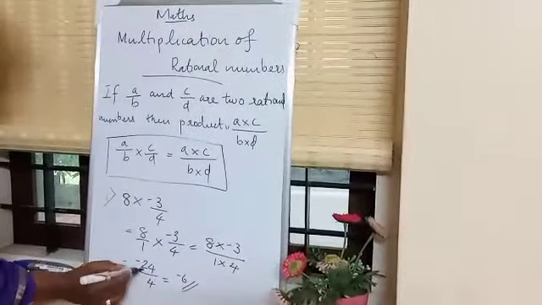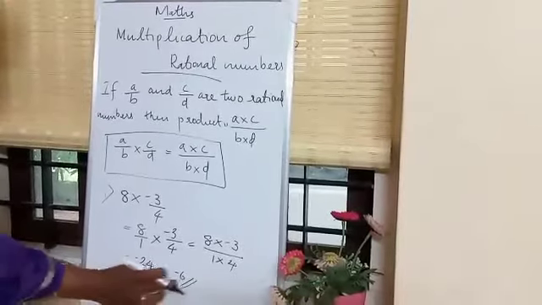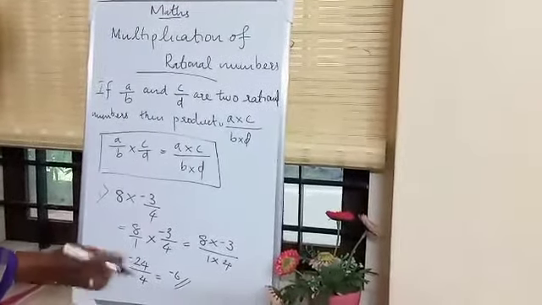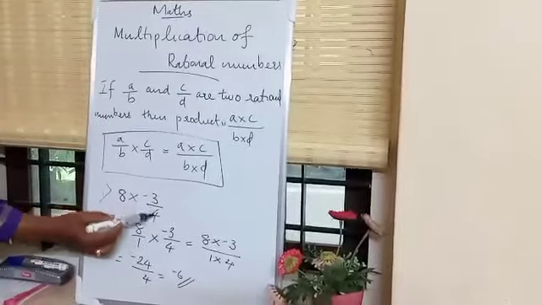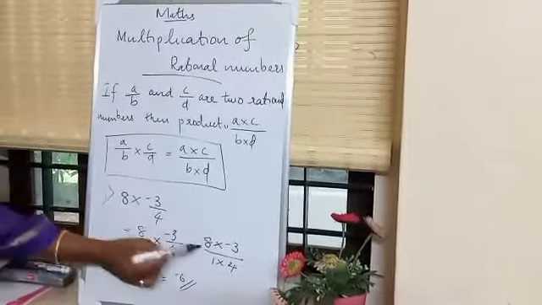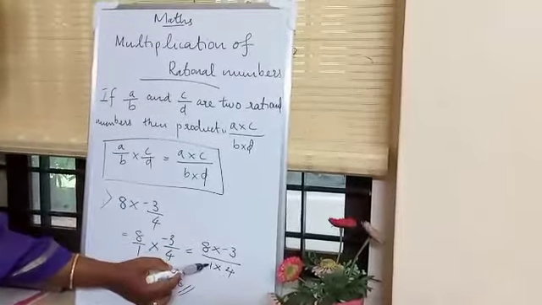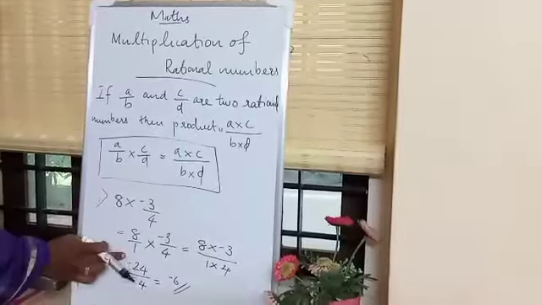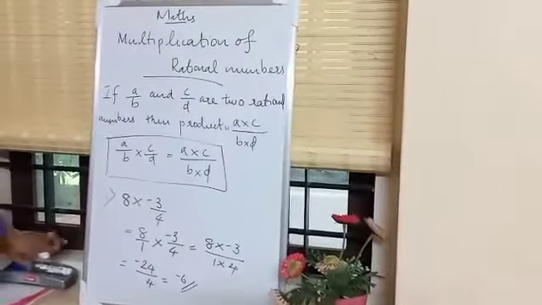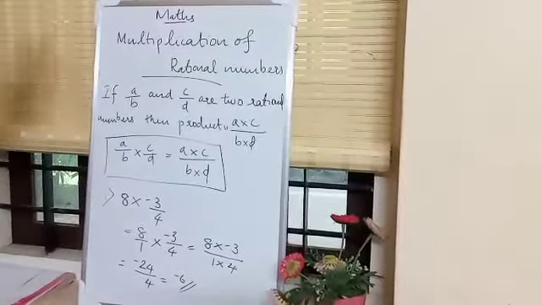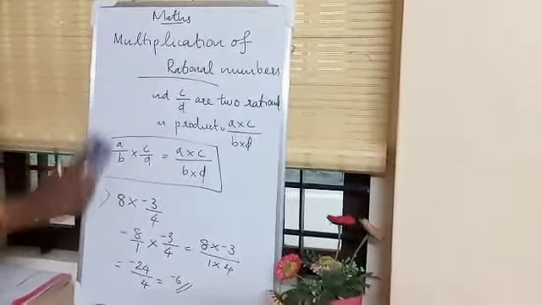Divide 24 by 4. 6 4s are 24, and this symbol is negative. So negative 6. 8 into minus 3 by 4 is equal to 8 into negative 3 by 1 into 4. That is negative 24 by 4, which is equal to negative 6. Clear? Okay. Next question.